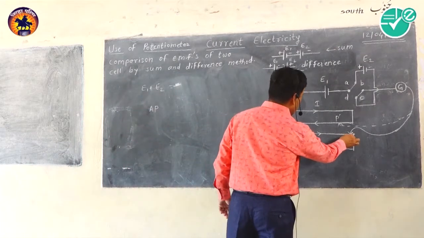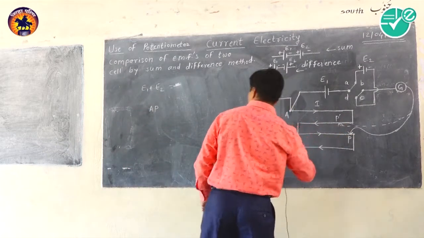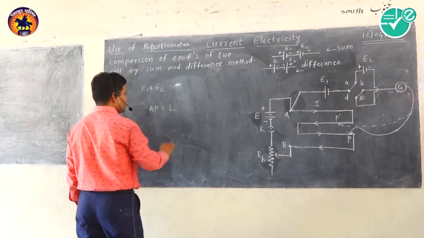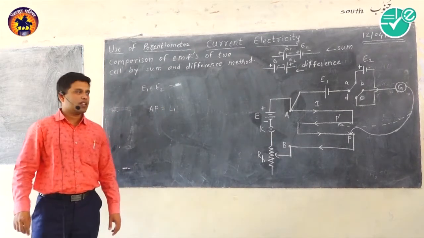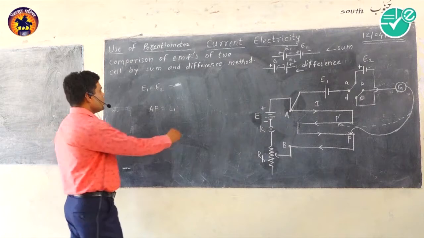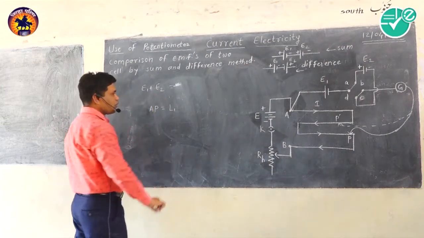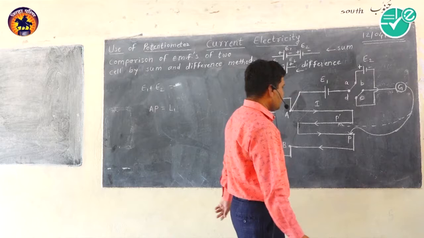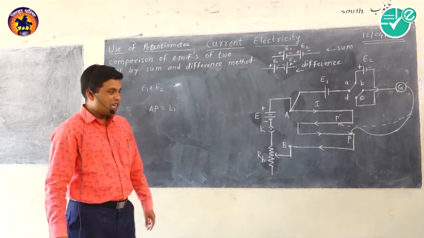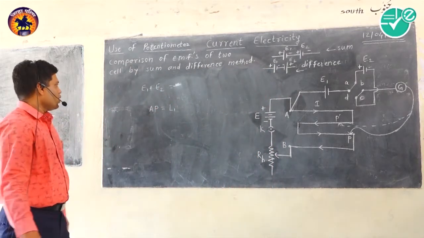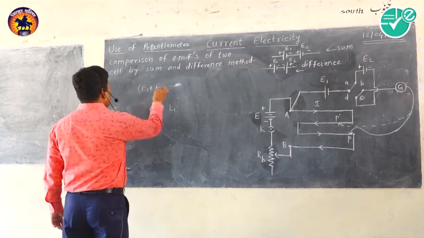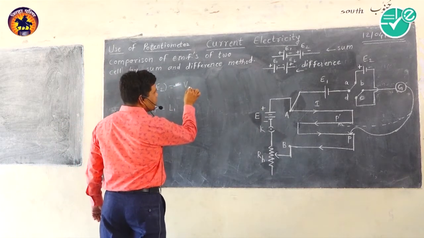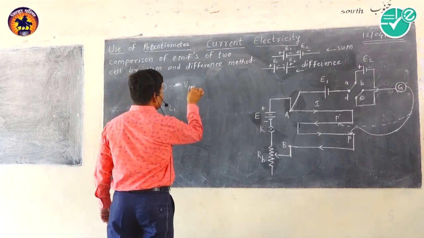Null point is obtained at point P and the wire has a length AP. I will take this length as L1. Now, it means that the potential of E1 plus E2 is balanced at point P by the potentiometer wire AB. So the EMF of E1 plus E2 is equal to the potential between the two points A and P.